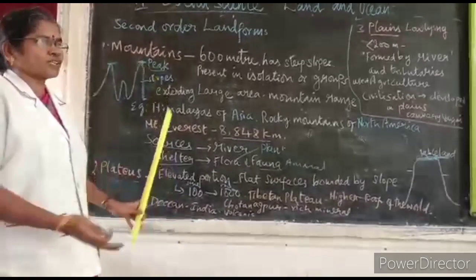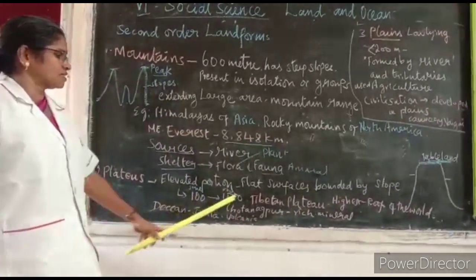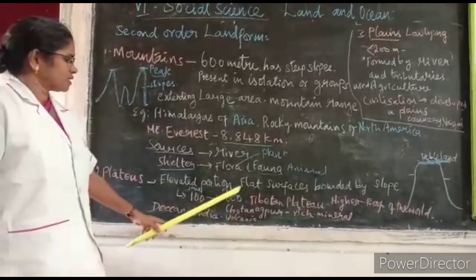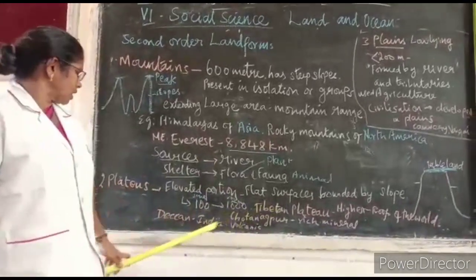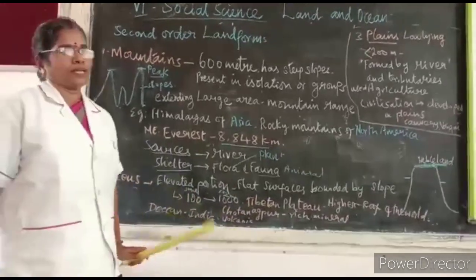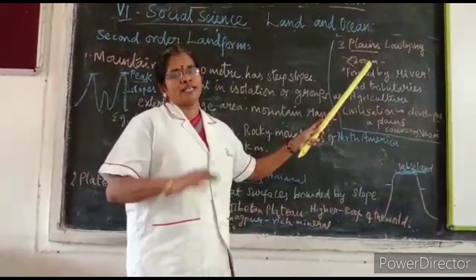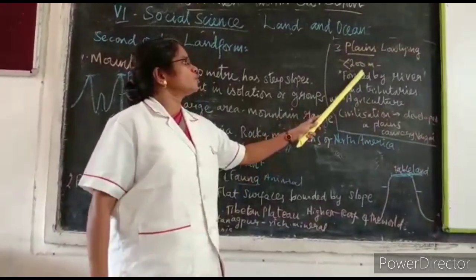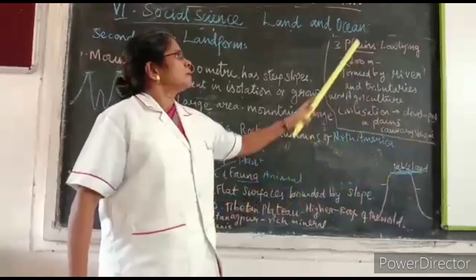That elevated portion, what is its distance from the sea level? From a few hundreds to a few thousands of meters. Examples of plateaus are the Tibetan plateau, the Chota Nagpur plateau and the Deccan plateau. And the third one, plains. Plains means low-lying areas, less than 200 meters above sea level. We call that the plains.